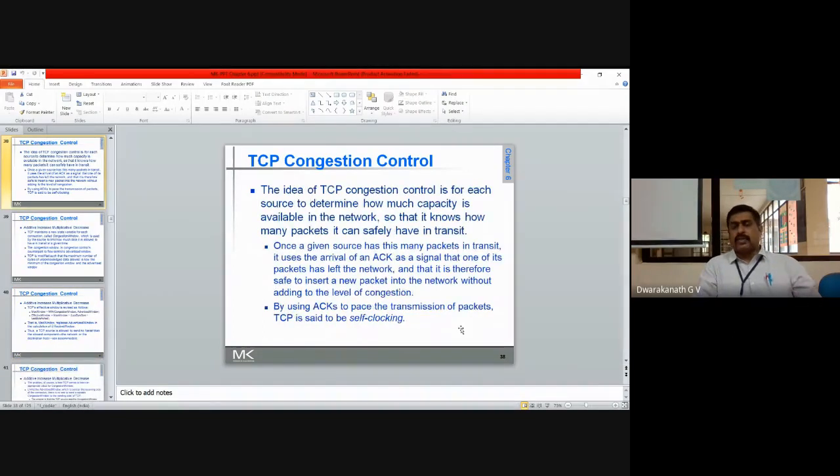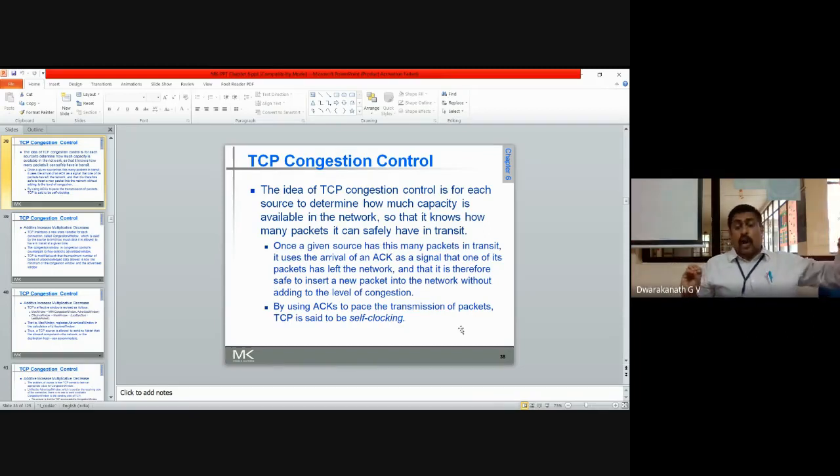The idea of TCP congestion control is for each source to determine how much capacity is available in the network, so that it knows how many packets it can safely have in transit. Very simple. If the sources of a TCP come to know the traffic situation in the network, then based on that situation they can transmit packets into the network. Then congestion control will be done, and no congestion will occur.